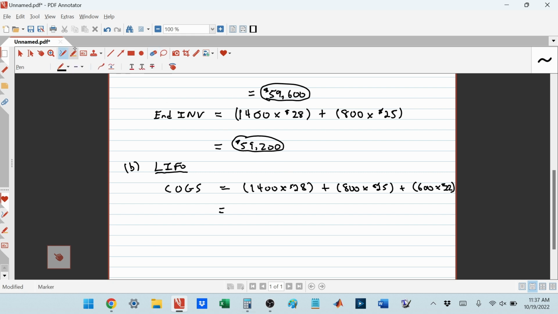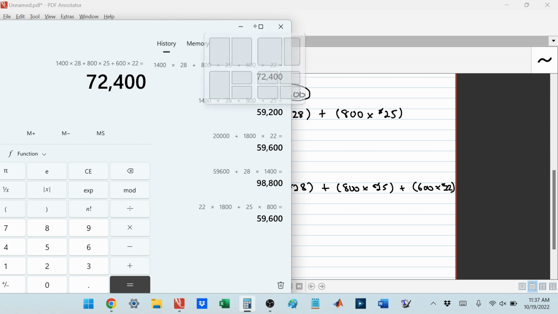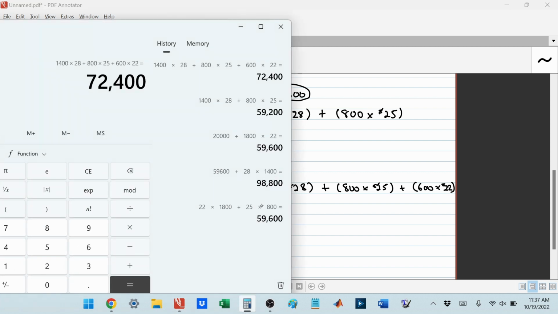So doing this calculation here, we get 1,400 times 28 plus 800 times 25 plus 600 times 22. Hopefully the order of operations was correct there. So that's 72,400.